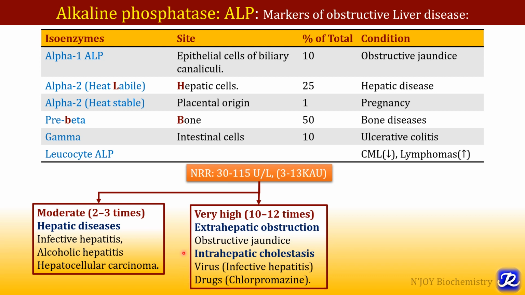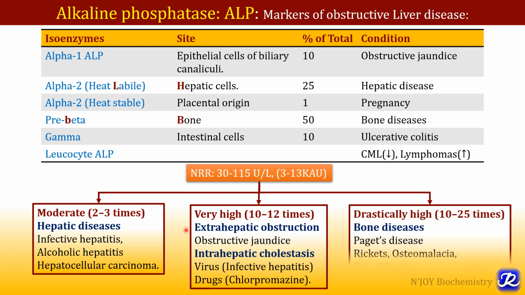So please note that a moderate increase is seen in the hepatic condition and very high levels of alkaline phosphatase are found in obstructive jaundice and intrahepatic cholestasis. If there are drastically high levels of alkaline phosphatase, 10 to 25 times, then it is indicative of bone diseases, because this pre-beta fraction, the bone fraction, is 50% of the total alkaline phosphatase. So 10 to 25 times more than the normal range is seen in conditions like Paget disease, rickets, osteomalacia, osteoblastoma, and metastatic carcinoma of bone.